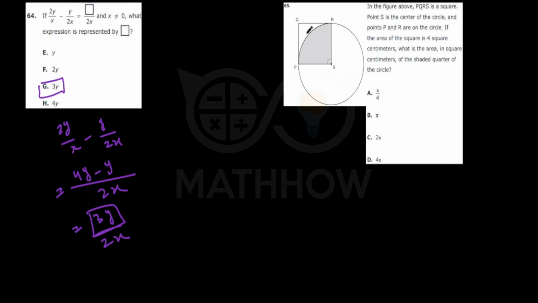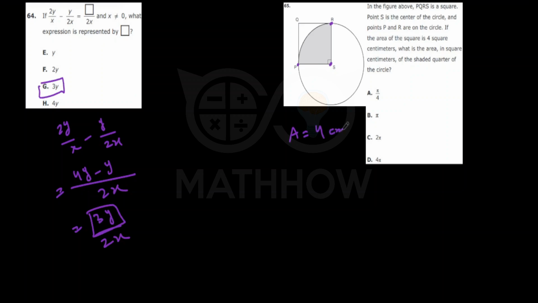Question number 65. In the figure, PQRS is a square. Point S is the center of the circle, and the points P and R are on the circle. So that means PS and RS are the radius of the circle. So that also means the side length of the square is equal to the radius of the circle.